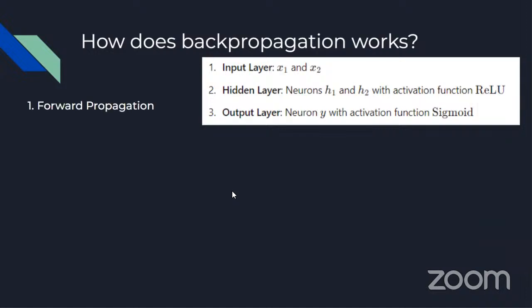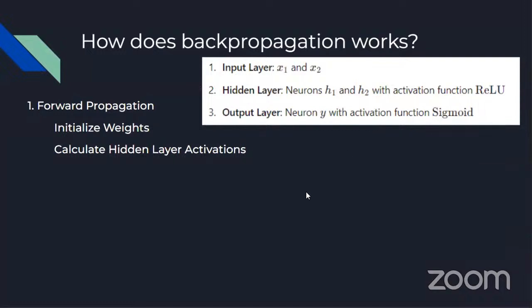Now what will happen? First is forward propagation. In forward propagation, what we will do? First, we will initialize the weights. So you can randomly take some value. Then you will calculate the hidden layer's activation functions based upon ReLU's formula. So ReLU's formula will work on the weighted sum of all these, right? Then we calculate the output layer's activation based upon this sigmoid.